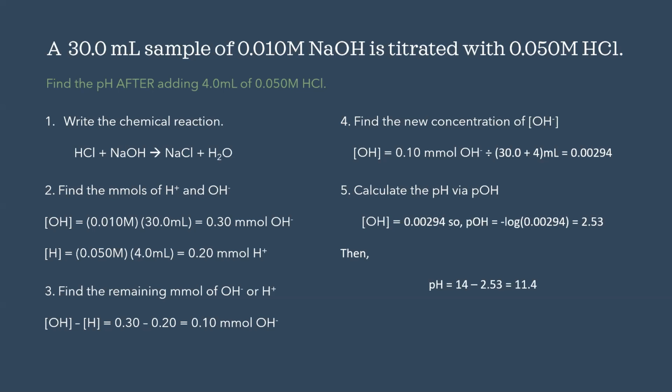Now, to calculate the pH, we can subtract the pOH from 14, so in this case, 14 minus 2.53, which is equal to 11.4. So the pH of the solution after having added 4 milliliters of acid is 11.4. And this makes sense since now we have added some acid, so this would, as expected, decrease our pH. So we started with a pH of 12, and now we're at a pH of 11.4. So the addition of a little bit of acid has lowered the pH.